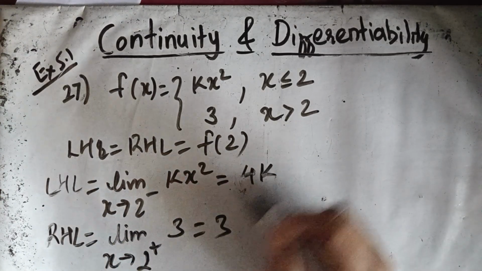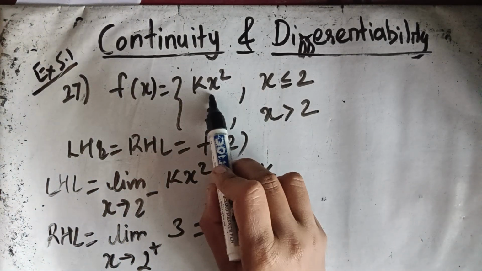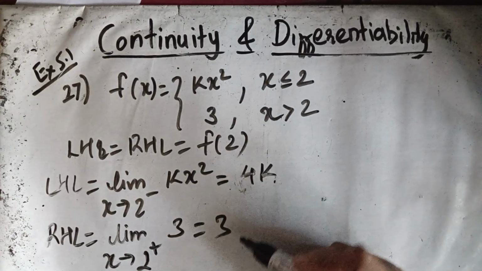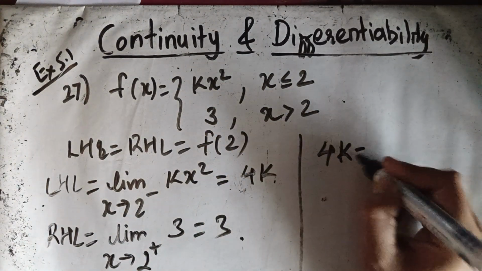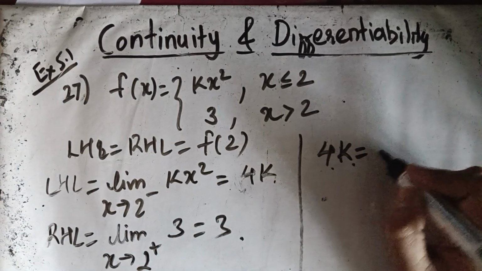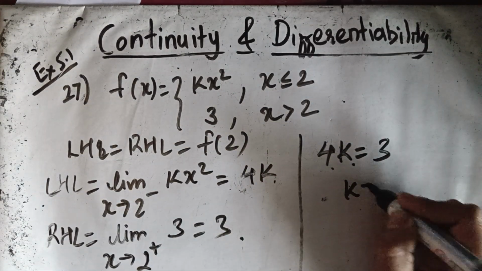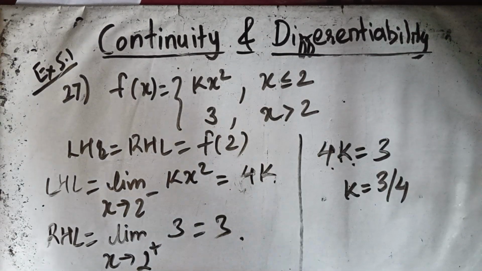And at 2 it is kx square. So LHL is equal to RHL. So we can write, as the function is continuous at 2, 4k is equal to 3. So k is equal to 3 by 4.